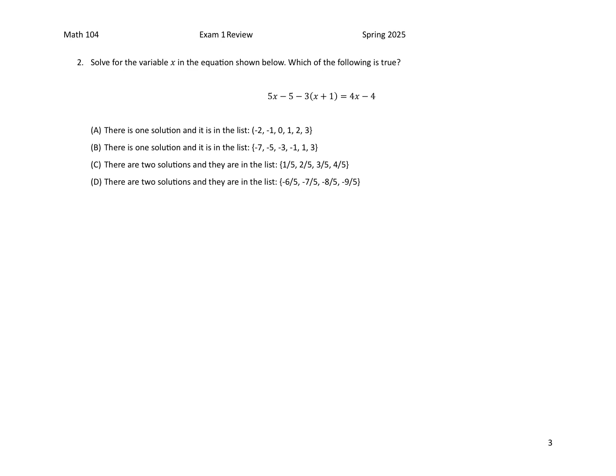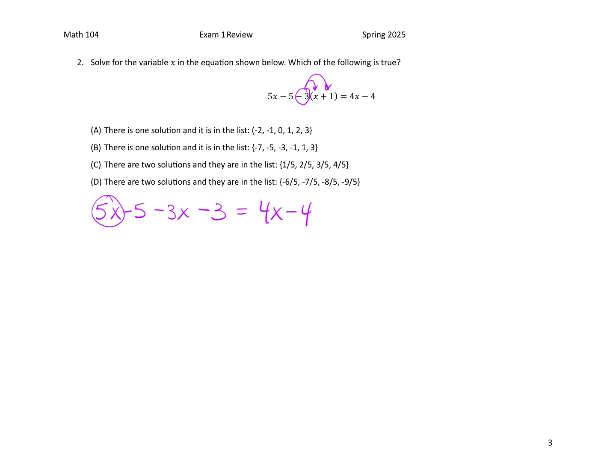Number two, solve for the variable x in the equation shown below, and which of the following is true? Okay, so here I have a -3 that I'm going to distribute to the parentheses. So I have 5x minus 5 minus 3x minus 3 equals 4x minus 4.